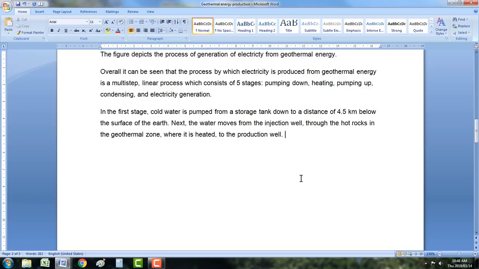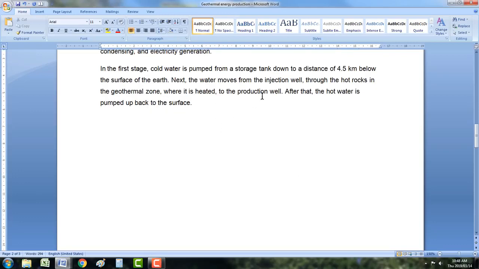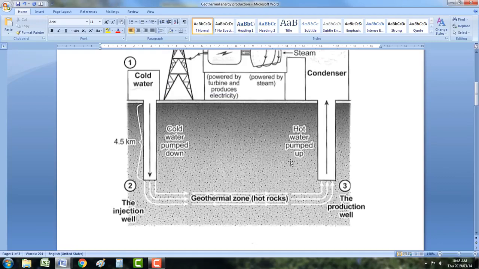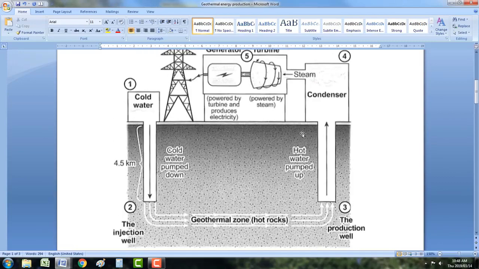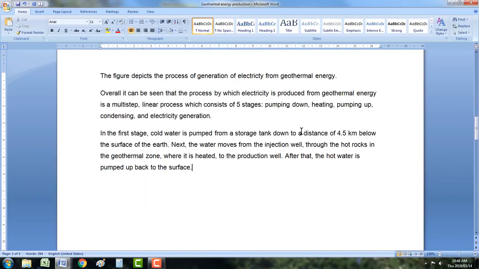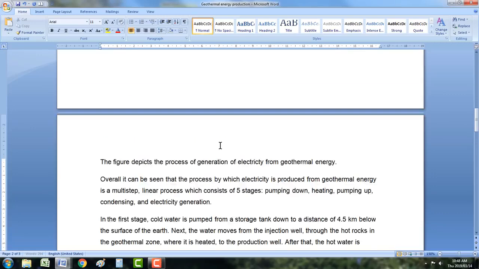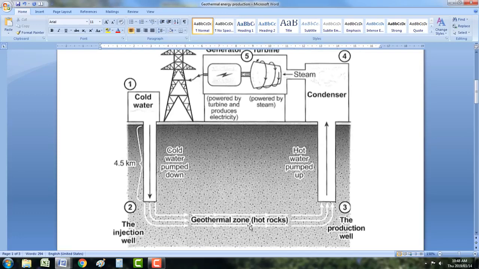Right, next, linking language. Let's just go with after that. Right, so I said after that, the hot water, make sure I said hot water, is pumped back up to the surface. And I think that's a good place for us to start a new paragraph. So, quite simple so far. One sentence, one sentence, one sentence.